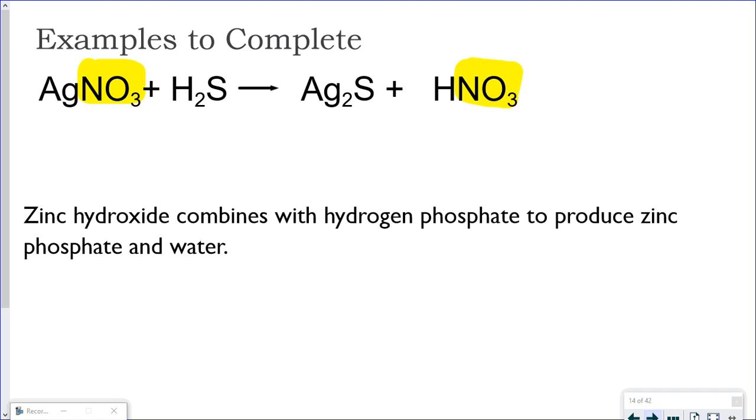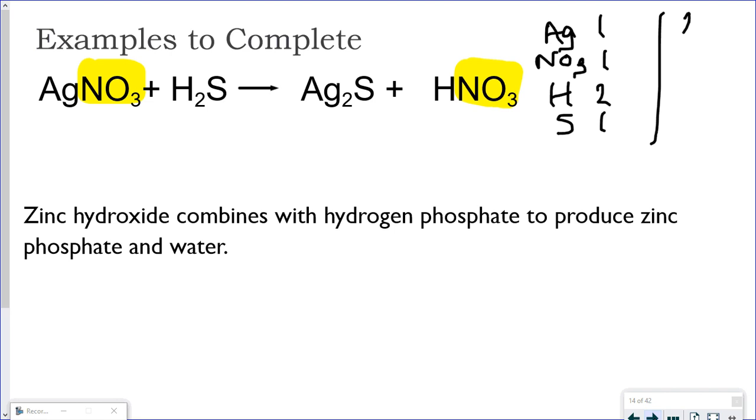So on both sides we have silver, we have nitrate. Remember that the 3 is part of nitrate, not a subscript. We have hydrogen and sulfur. So on our reactant side, we have 1 silver, 1 nitrate, 2 hydrogens, and 1 sulfur. On our product side, we have 2 silvers, 1 sulfur, 1 hydrogen, 1 nitrate.